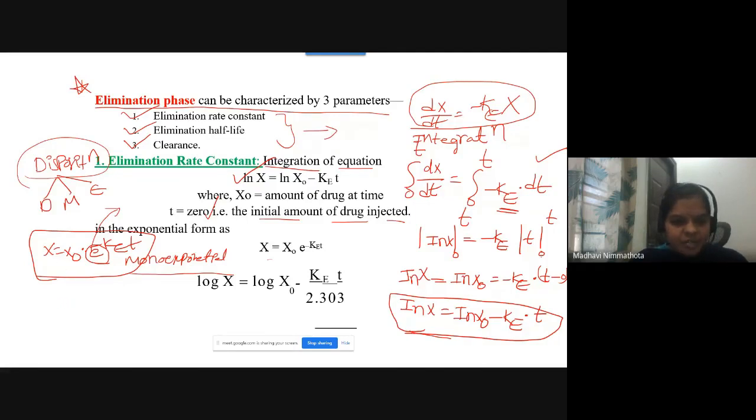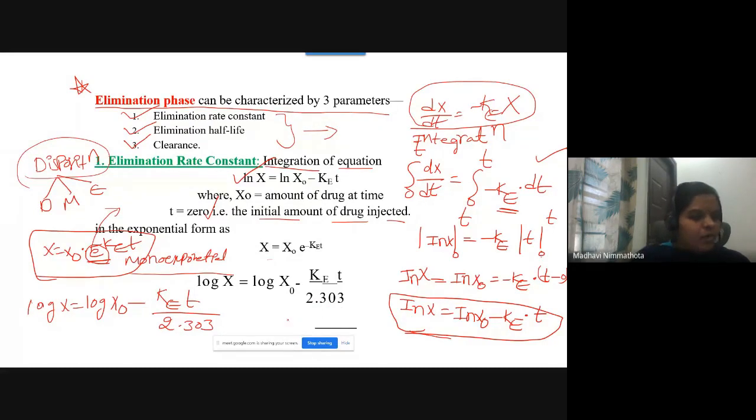After writing this mono exponential equation, you have to write down the logarithmic form of it. Then you will get log of x is equal to log of x naught. After removing the exponential, you will get one constant number, minus ket divided by 2.303. So you convert the exponential form to the logarithmic form: log x is equal to log x naught minus ket divided by 2.303.